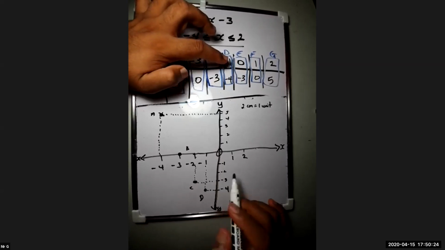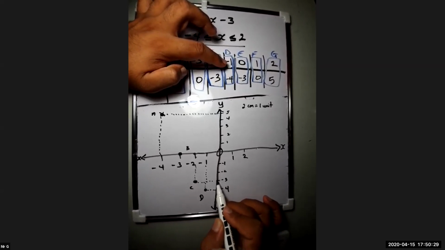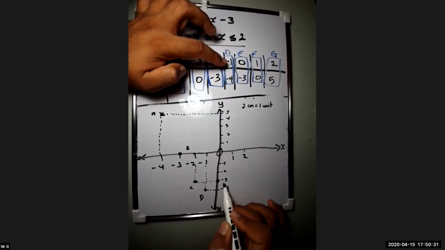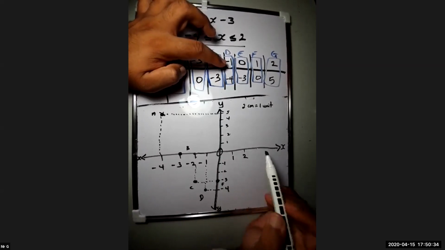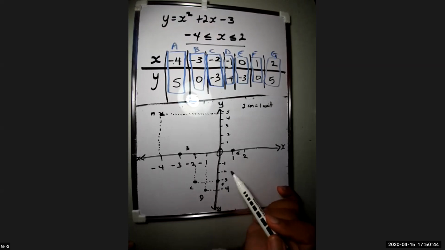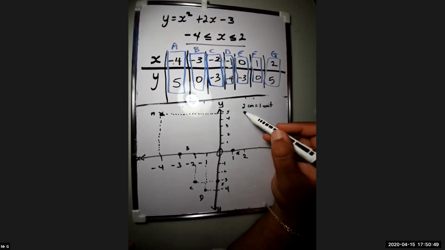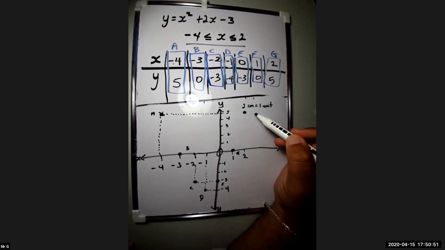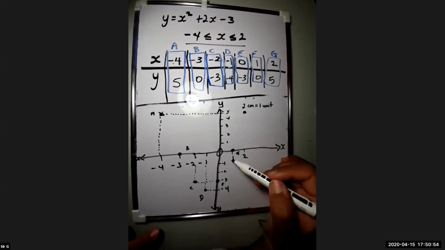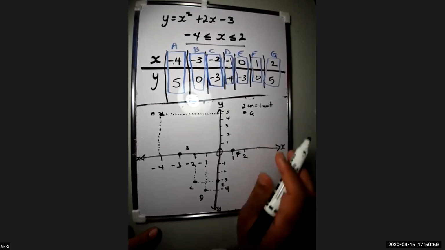When x is 0, y is -3, sorry. So that's right here. That's F. When x is +1, y is 0. So that's over here. That's G. And when x is +2, y is +5. So that's right here. Sorry, this was E, this was F, and this here is G.